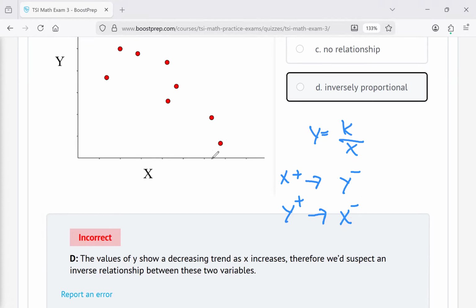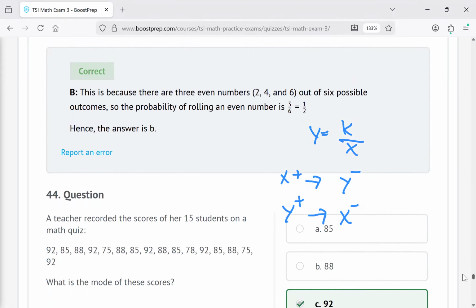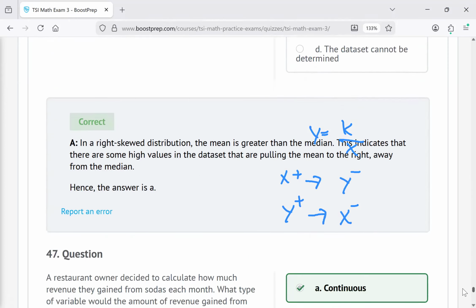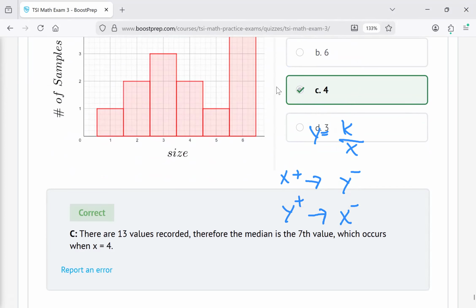Okay, I think that's the only one I got wrong, so everything else is correct. Okay, perfect. I'm going to stop here.